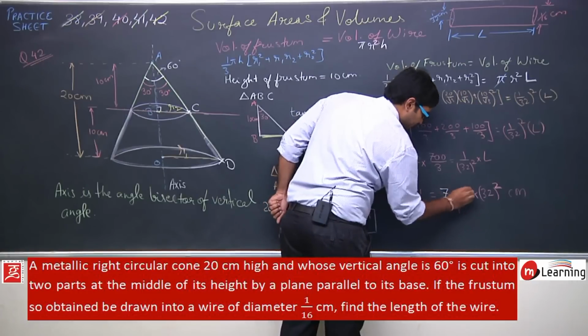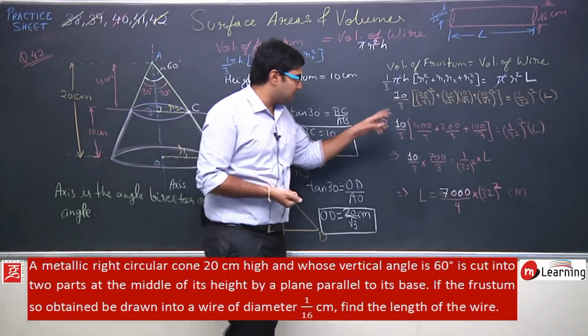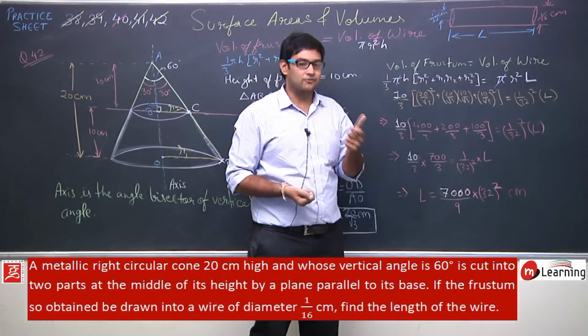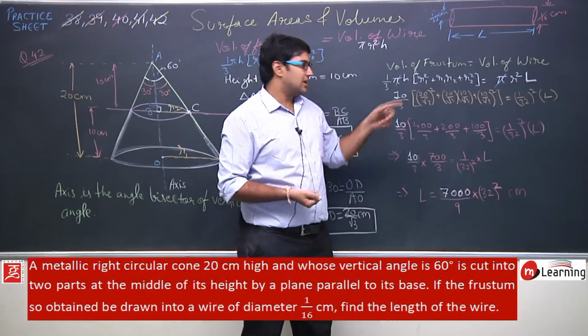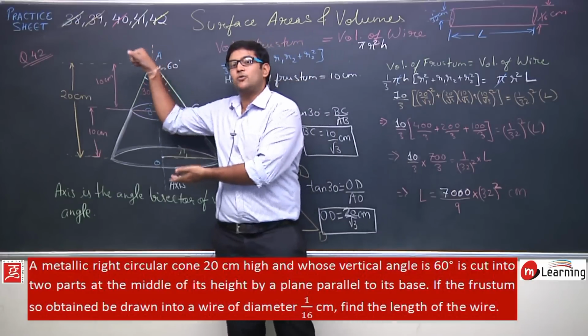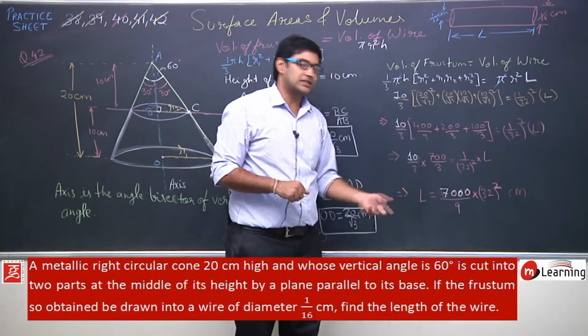So this is how you need to solve this question. I wrote h as 20 by mistake, but this h represents the height of the frustum. 20 is basically the height of the cone. So just correct this and solve this, you will get your final answer.